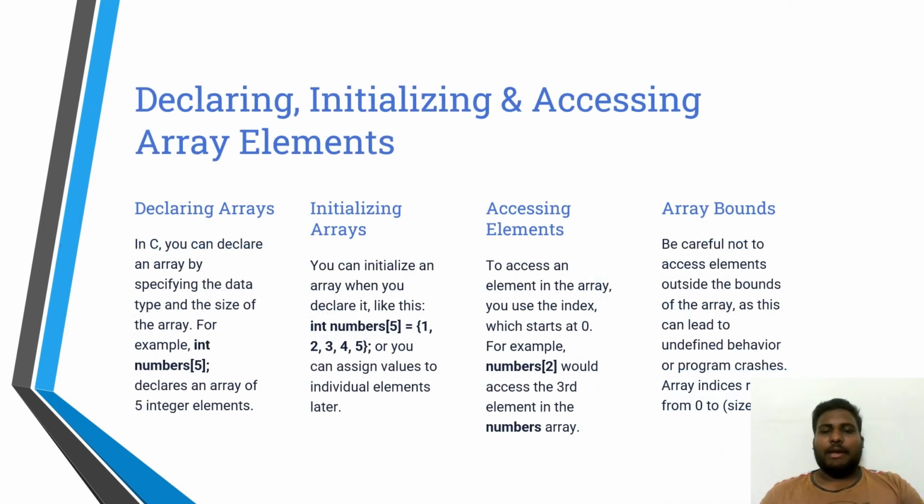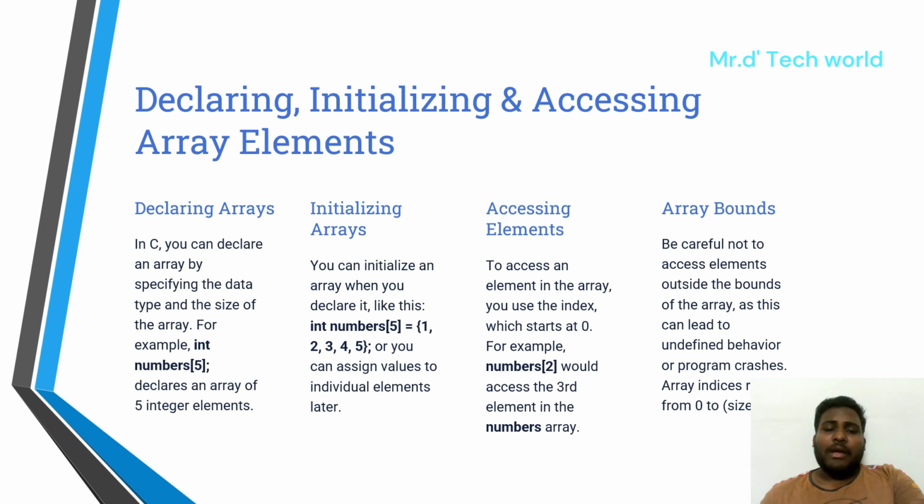Declaring, initializing and accessing the array elements. Coming to the declaring part, in C programming, the declaration of an array specifies a data type and a size of the array. Coming to the example, int numbers[5]. Int is the data type, numbers is the variable, and 5 is the number of integer elements that can be stored in the specified array of numbers.